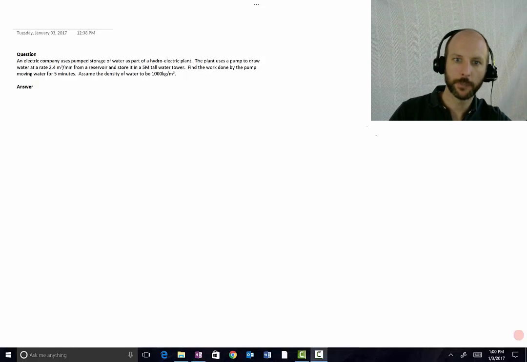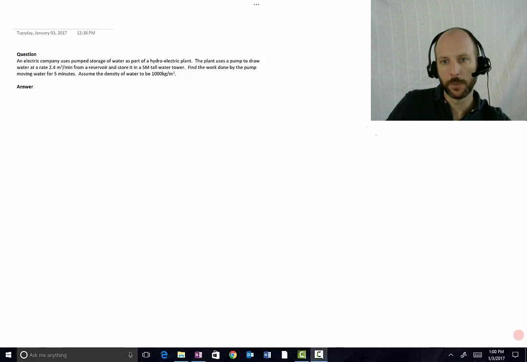1.2.7, an electric company uses pump storage of water as part of a hydroelectric plant. The plant uses a pump to draw water at a rate of 2.4 cubic meters per minute from a reservoir, and it stores that water in a 5-meter tall water tower. So a little typo there, sorry. Should be lowercase m, 5 meters. Find the work done by the pump moving water over 5 minutes, and assume the density of water to be 1,000 kilograms per cubic meter.